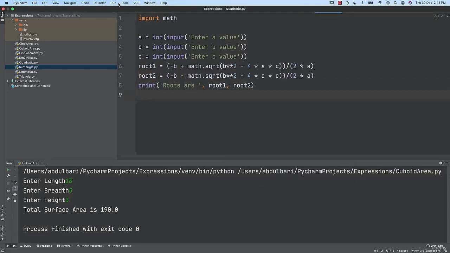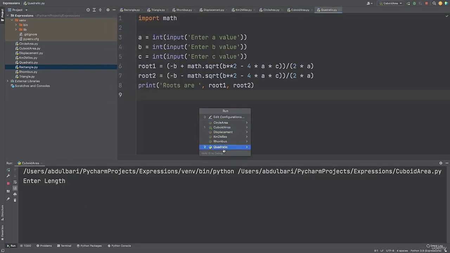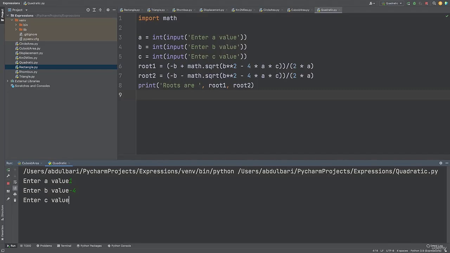Now let us run the program. I will say run here. Then I have to select a file because I am running it for the first time. So this is Quadratic. Select Quadratic. Now I'm giving the values 1, minus 4, then 4. I got the result as 2, 2.